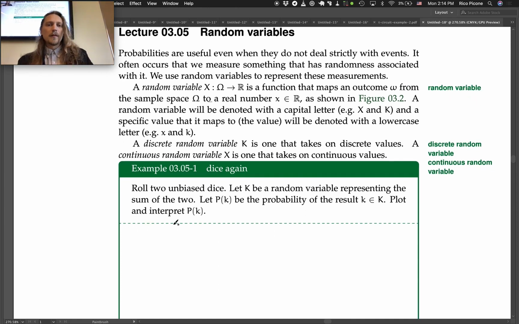A discrete random variable K is one that takes on discrete values. A continuous random variable, X, is one that takes on continuous values. So we can have either continuous random variables or discrete random variables. Let's do an example with dice. Roll 2 unbiased dice. Let K be a random variable representing the sum of the two. Let p of k be the probability of the result k. Plot and interpret p of k.